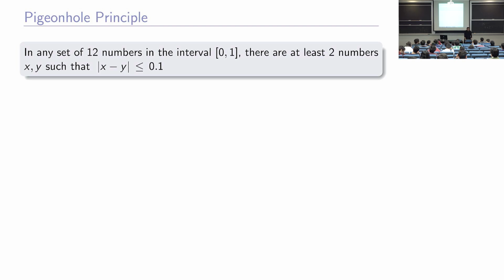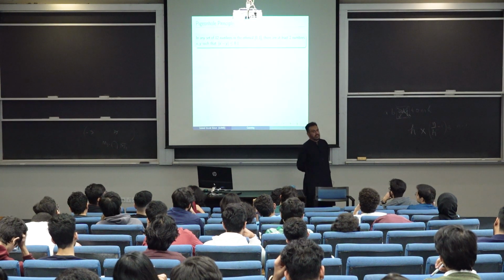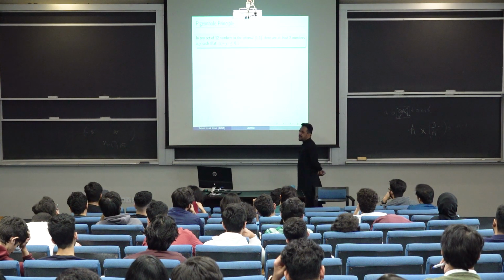What are the pigeons, what are the pigeonholes? Okay, if I take 12 numbers in the 0 to 1 interval, then at least 2 will be very close to each other. At least 2 will be within 0.1 of each other. Is the statement clear? If I get any 12 numbers between 0 and 4. This is the kind of statement like this: not everybody can have very different GPAs. Okay, how would you do that?